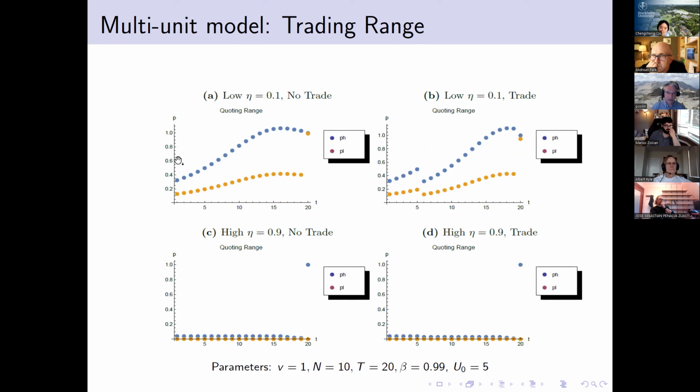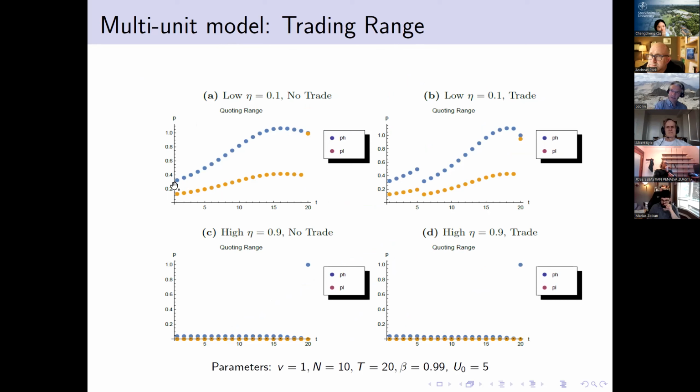So here, on the upper panel, you see the equilibrium quoting range in the case where you have on average 1 dealer coming to the market. At the beginning of the trading rounds, the central bank needs to buy 5 units, okay? The difference between the left-hand and the right-hand side panel is that in the left-hand side panel, the central bank comes into the round and needs to buy 5 units, and there is actually never anybody quoting.